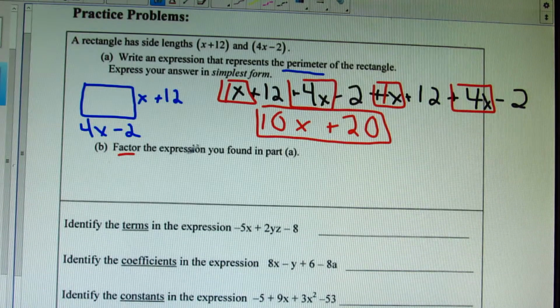Part B says factor my answer. Okay, when we did factoring, we wrote out both terms separately.